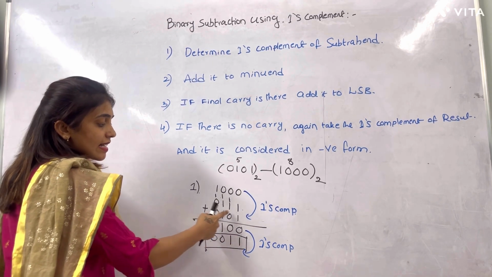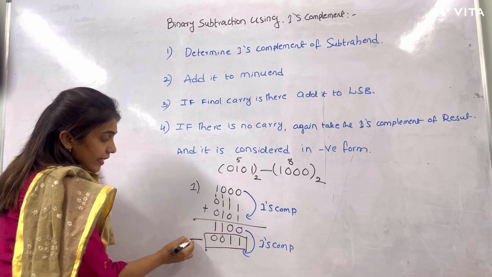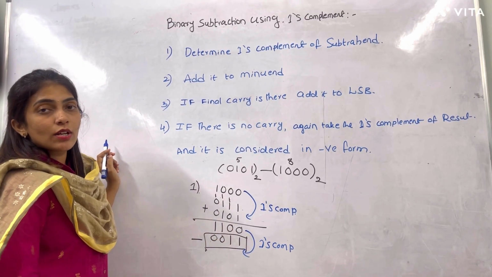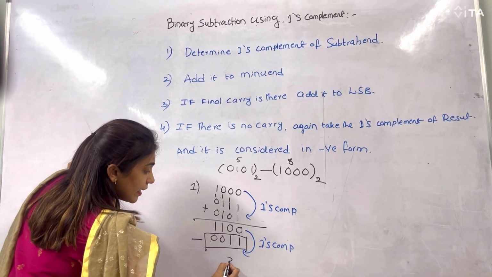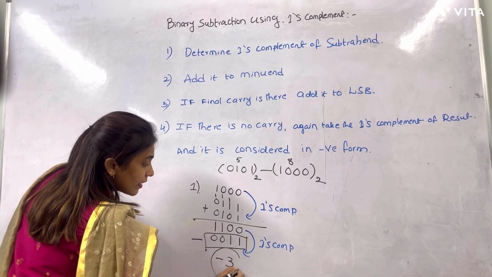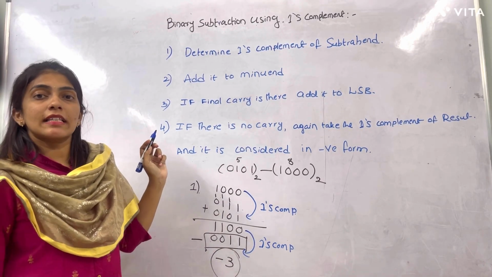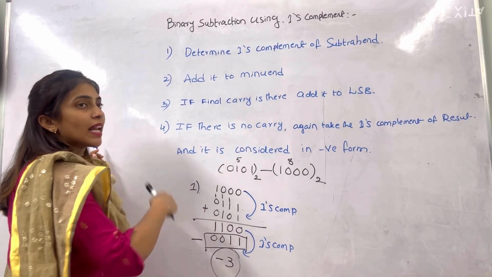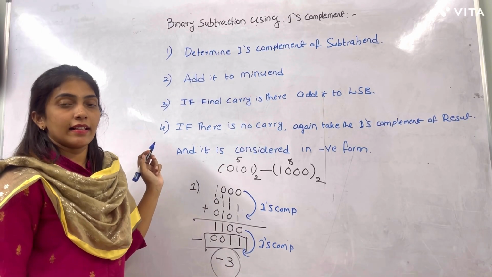Now this answer is in negative form. So 0011 means 3, and it should be in negative form: minus 3. Is it matching with our decimal answer? Yes. Thank you.